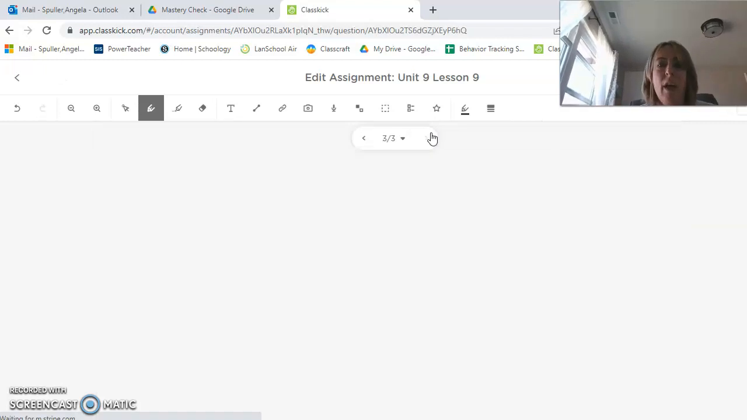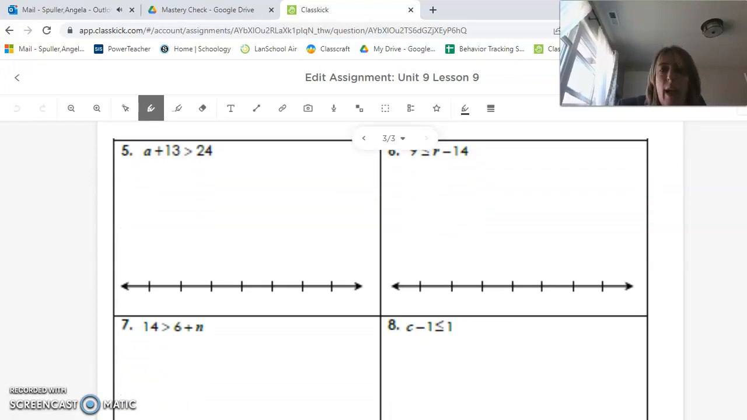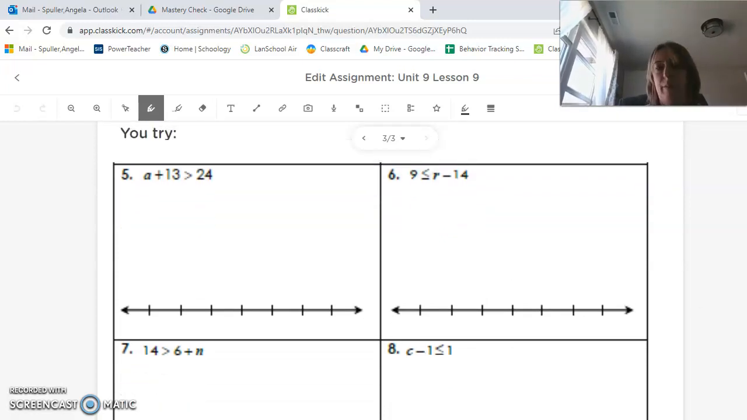Great job. All right, I want you to pause the video and I want you to solve these inequalities and also graph these four, and then come back and see if you got them correct.